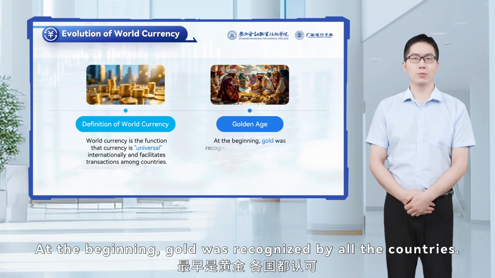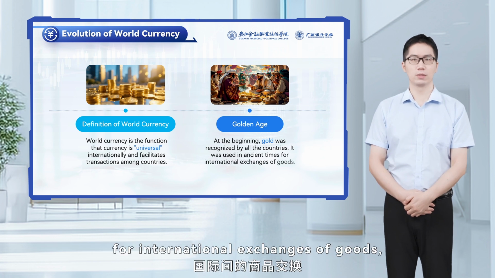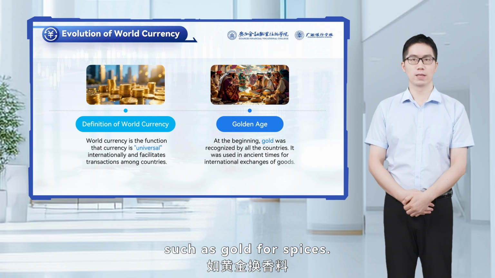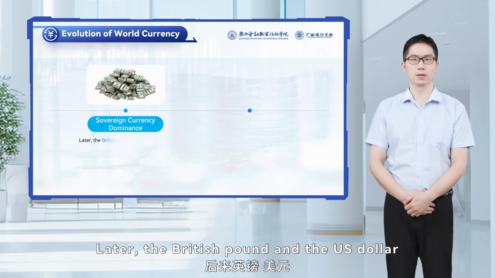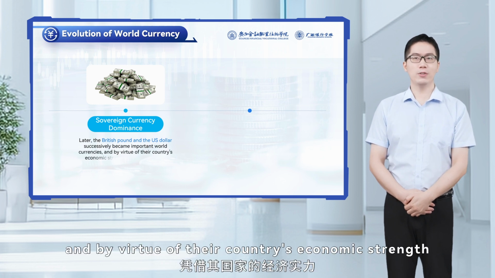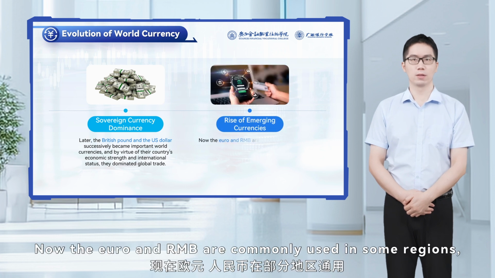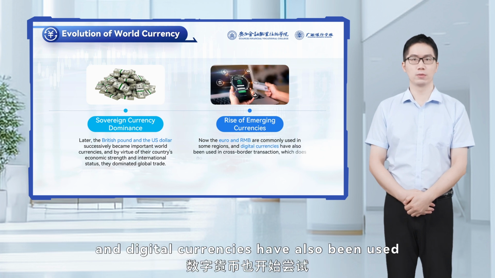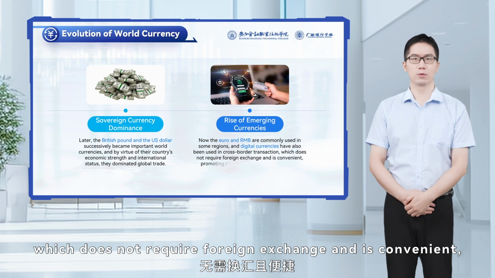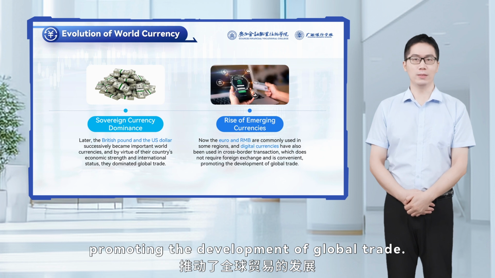At the beginning, gold was recognized by all the countries. It was used in ancient times for international exchanges of goods, such as gold for spices. Later, the British pound and the US dollar successively became important world currencies, and by virtue of their countries' economic strength and international status, they dominated global trade. Now the euro and RMB are commonly used in some regions, and digital currencies have also been used in cross-border transactions, which does not require foreign exchange and is convenient, promoting the development of global trade.